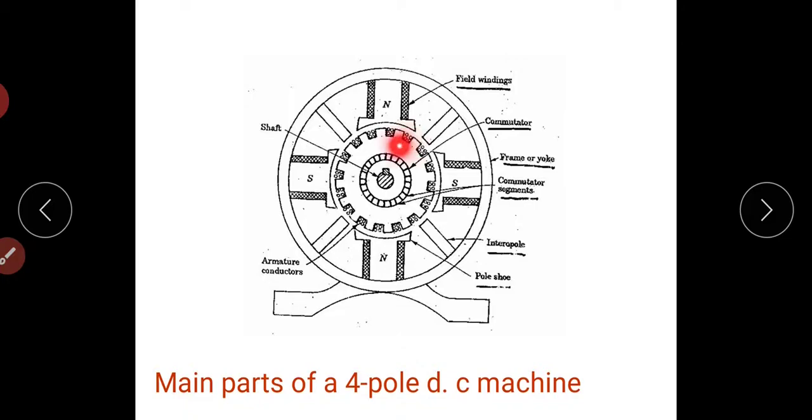Next, this construction is commutator. Next, this total outer frame is called yoke. This commutator is made up of a number of segments, and each segment is called a commutator segment. Next, these are called interpoles.